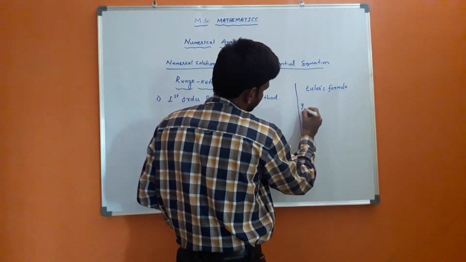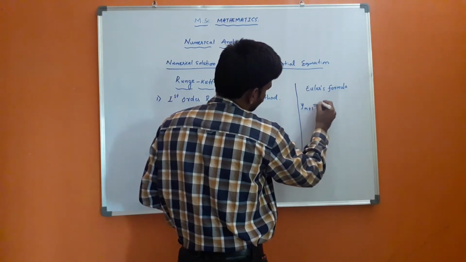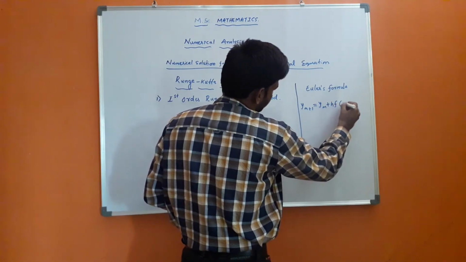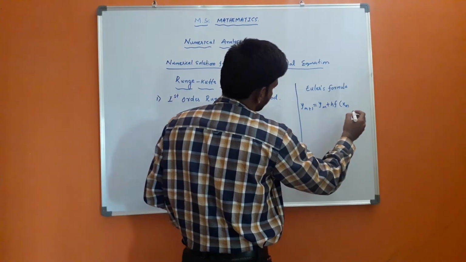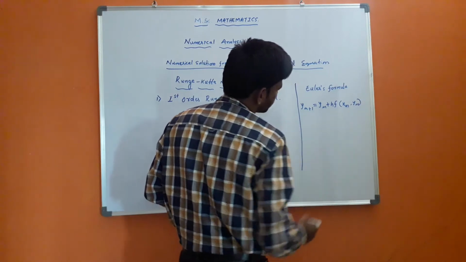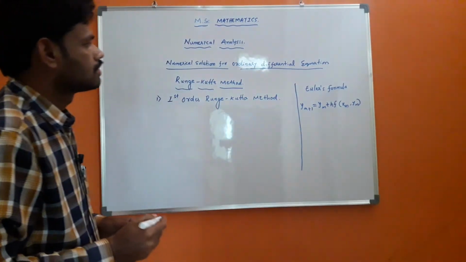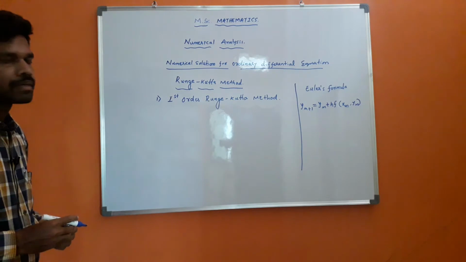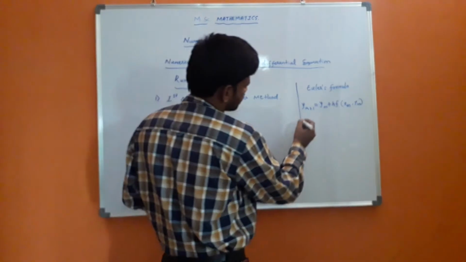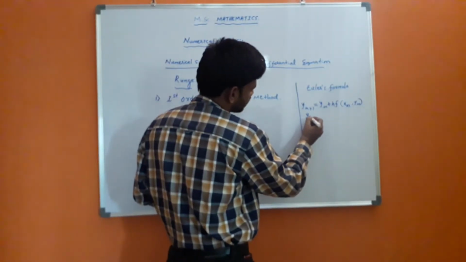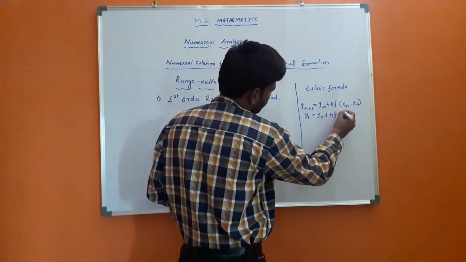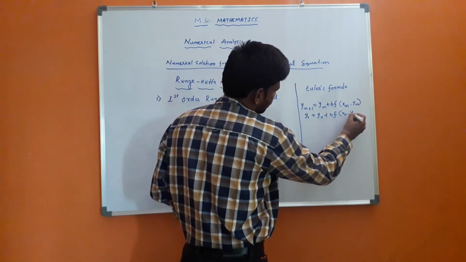Euler's formula is y m plus 1 equal to y m plus h into f of x m comma y m. For m equal to 0 we can write y1 equal to y naught plus h into f of x naught comma y naught.